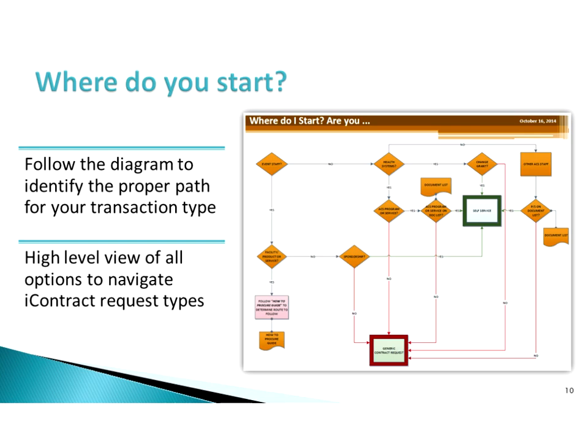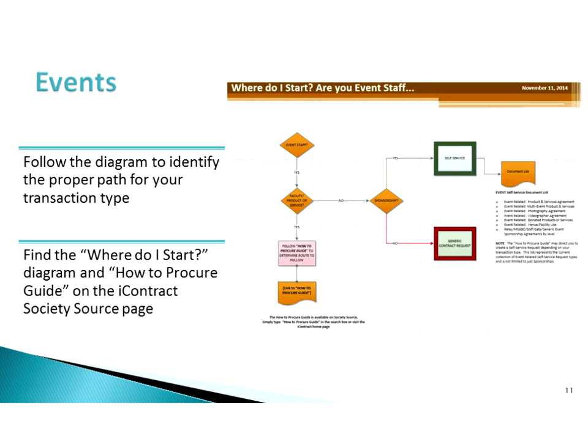The Where Do I Start diagram, along with the How to Procure guide for event staff, will be available for your ready reference on the iContract Society source page. For event staff, if you follow the diagram, we have asked whether your transaction relates to a facility, product, or service. If yes, you will follow the How to Procure guide. Over on the right side of the screen, under the document list, this list will show you the self-service requests that are available for event-related transactions.